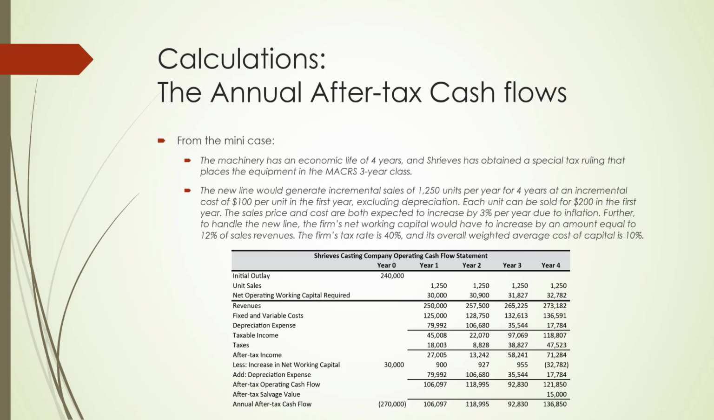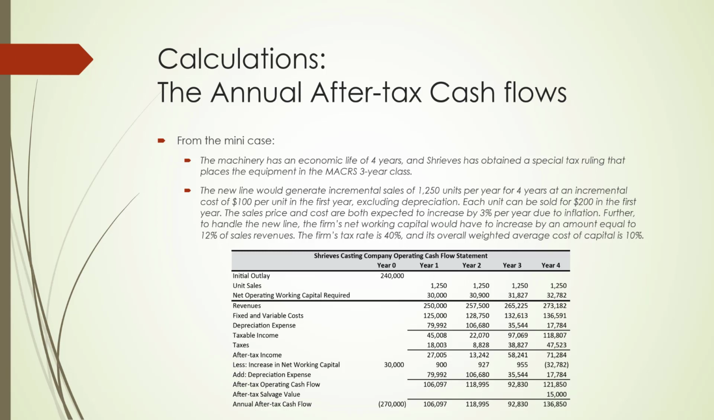We have 1,250 units times $200 a piece, but the 200 goes up by 3%, so that's going to be $206. So we get total revenue of $257,500. Our total costs will be $128,750. Depreciation, remember that was 44 point something percent. I don't recall the exact percentage, but we get $106,680. Our taxable income, EBIT, is $22,070. Subtract the taxes at 40%, and we get $13,242.